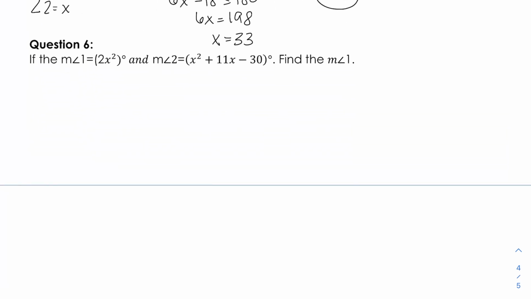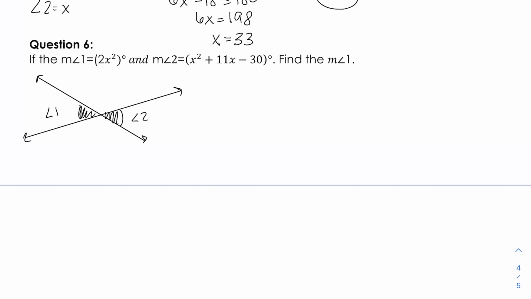Okay, and this last one, it didn't have a picture, but these were supposed to be, and that's my bad, y'all. Sorry about that. So this is going to be angle 1 and then angle 2.